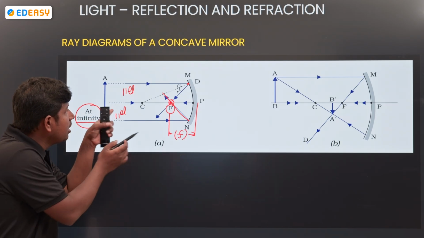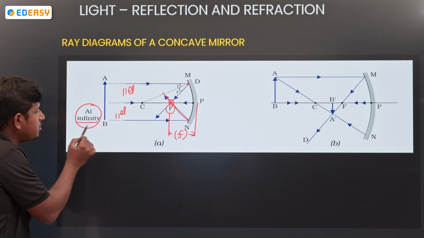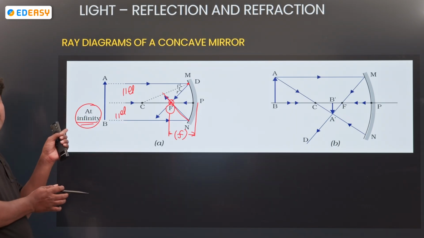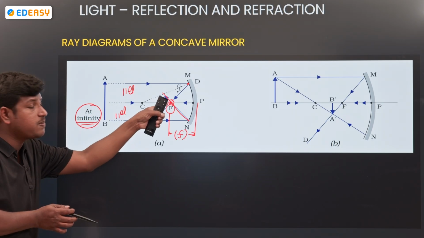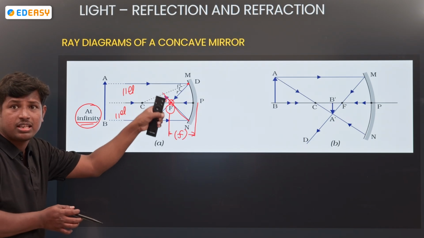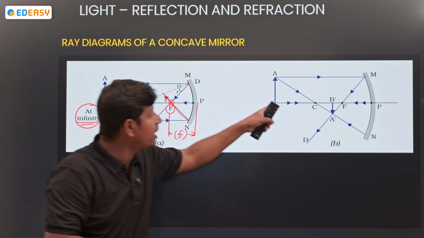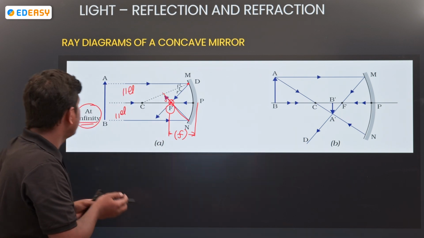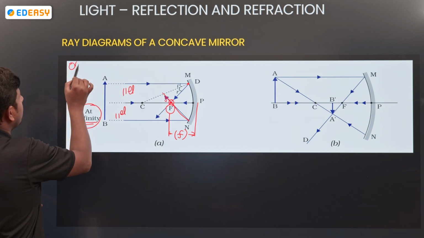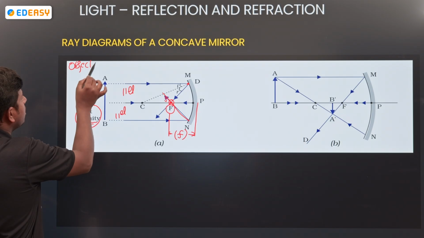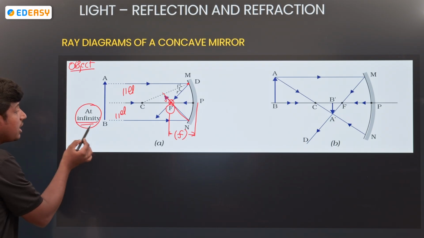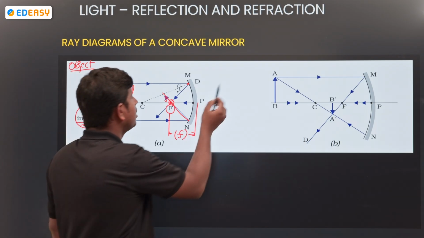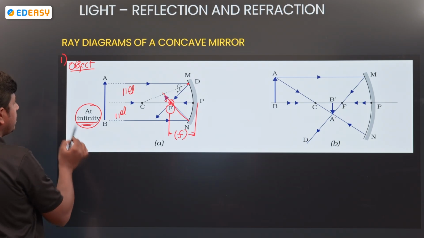See how the light rays go. Where is the object? Infinity. Where does the image take place? At focus. And look here, second point. Where is the object? In the first case we take the object at infinity.